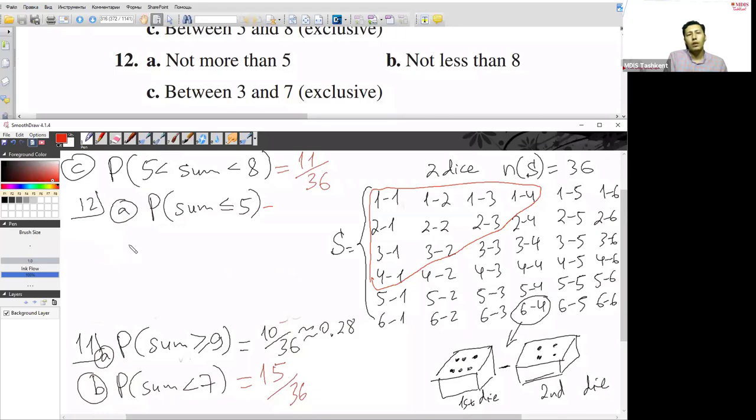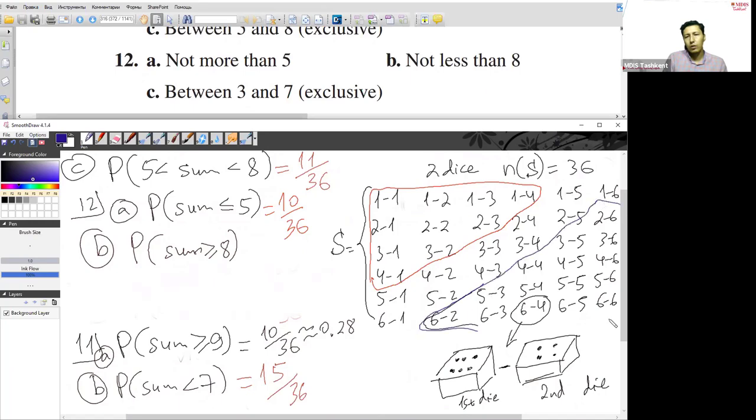B, not less than 8. So sum is greater or equal 8. Greater or equal 8. 8, 8, 8 here. So how many? 15. 15 out of 36. 3, 7. You put here 3, here 7, and you count.